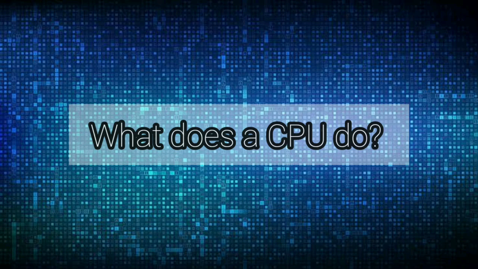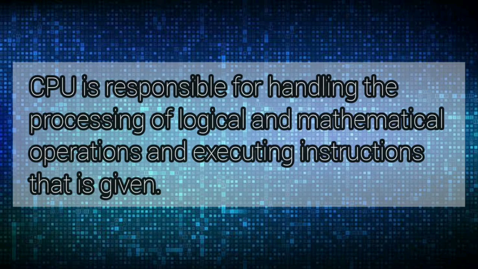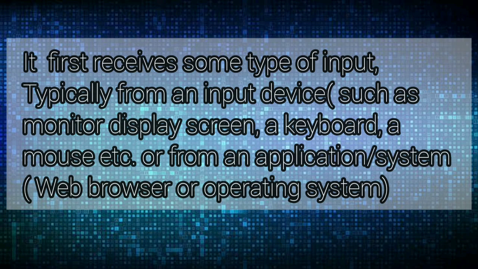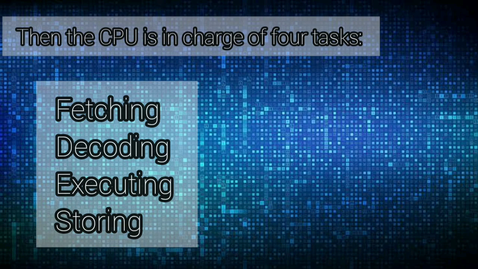What does a CPU do? The CPU is responsible for handling the processing of logical and mathematical operations and executes the instructions that are given. It first receives some type of input, typically from an input device such as a keyboard, or from an application or system, such as a web browser or operating system. Then, the CPU is in charge of 4 tasks: fetching, decoding, executing, and storing.